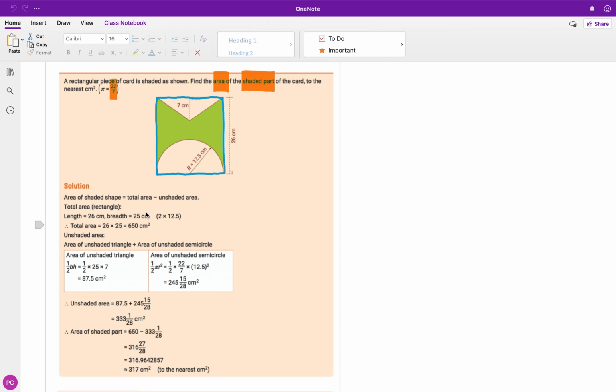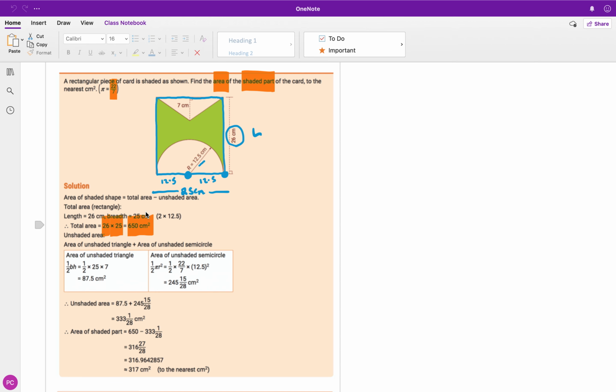And what they give us there is they say, right, well, 26 centimeters is going to be our length. Our radius here, they give us 12.5. So going from here to the side is going to be 12.5. If that's 12.5, it means that the other side is going to be 12.5. So the whole length of this side is going to be 25 centimeters from here to here. So we can find our total area, the area of the whole rectangle, by multiplying 26 by 25, length by width, which gives us 650 centimeters squared.